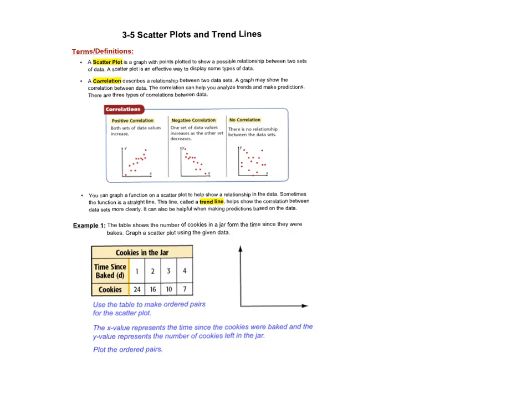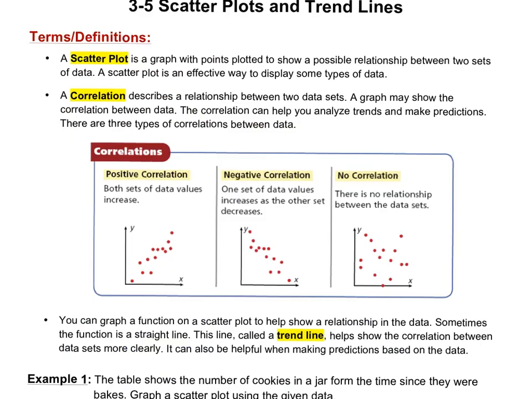This is 3-5 scatter plots and trends. A scatter plot is a graph with points plotted to show a possible relationship between two sets of data. A correlation describes that relationship.